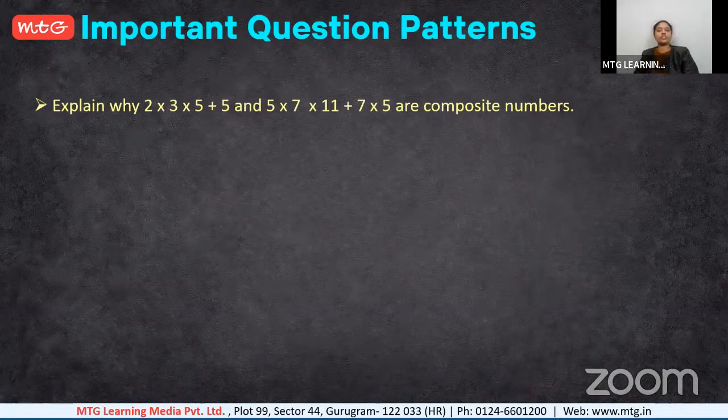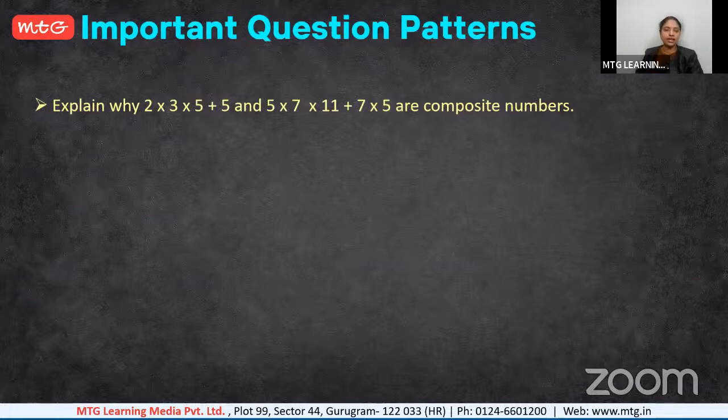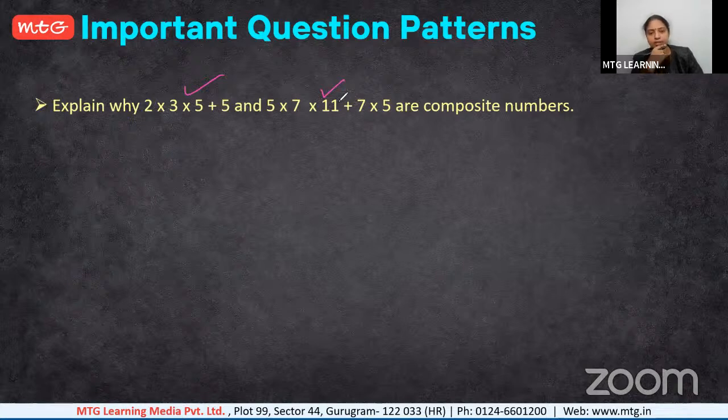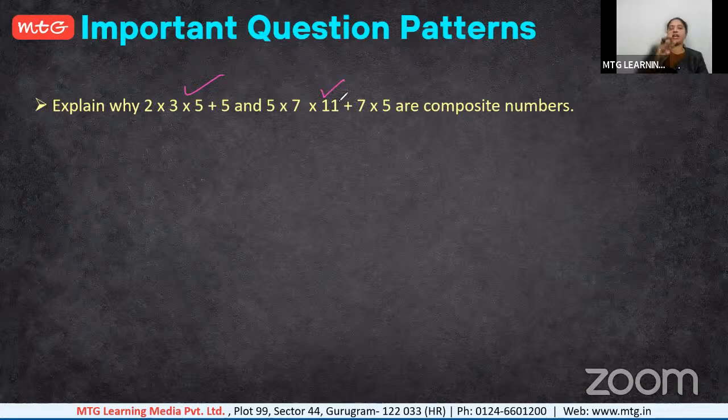So here's one more question for you. Let's look at this. Here, what do we have? This is also one more important pattern. I am supposed to say both are composite numbers. Why are they composite? Now, we can't say 2 into 3 into 5, I multiply, 30 plus 5, 35 is composite because it is 7 times 5.